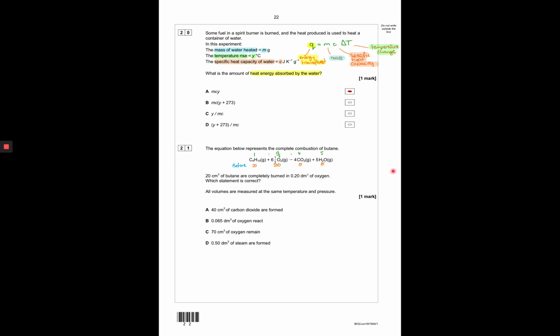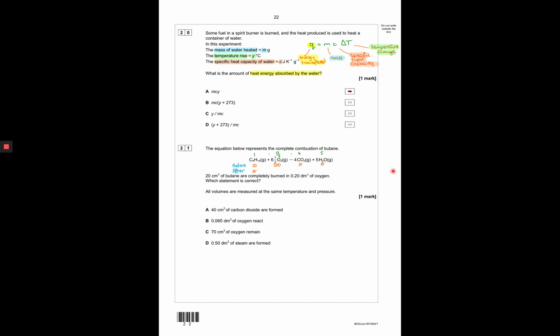Because the molar volume of a gas at room temperature and pressure is 24 decimeters cubed, that means volume is proportional to moles. We've got 20 centimeters cubed of butane and 200 centimeters cubed of oxygen. One of those has got to be in excess; one of those is a limiting reactant. It's a 10-to-1 ratio, but when we look at our stoichiometric ratios, it's 6.5 to 1. So our oxygen is in excess, which means all of the butane is going to be used.